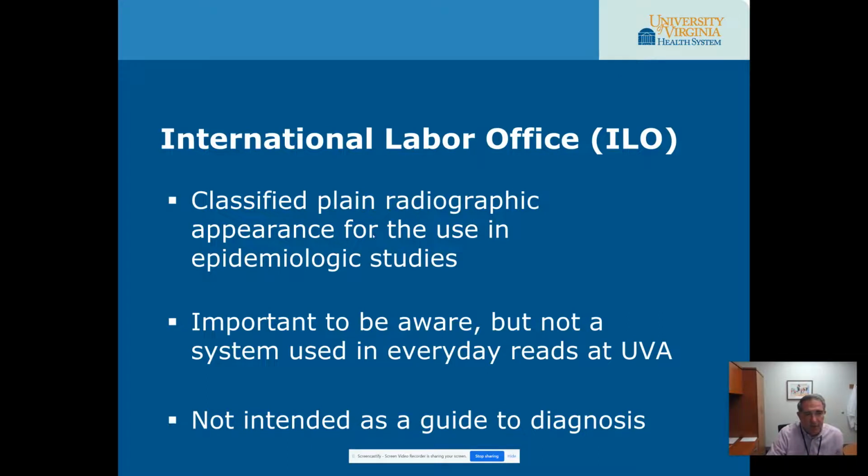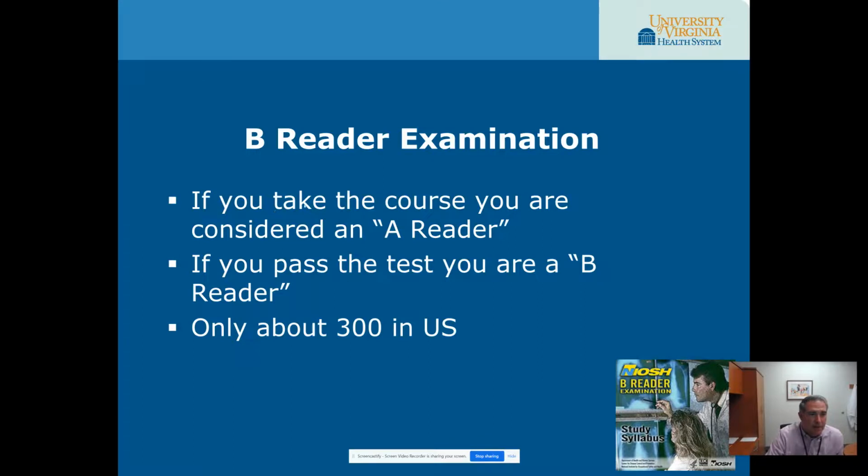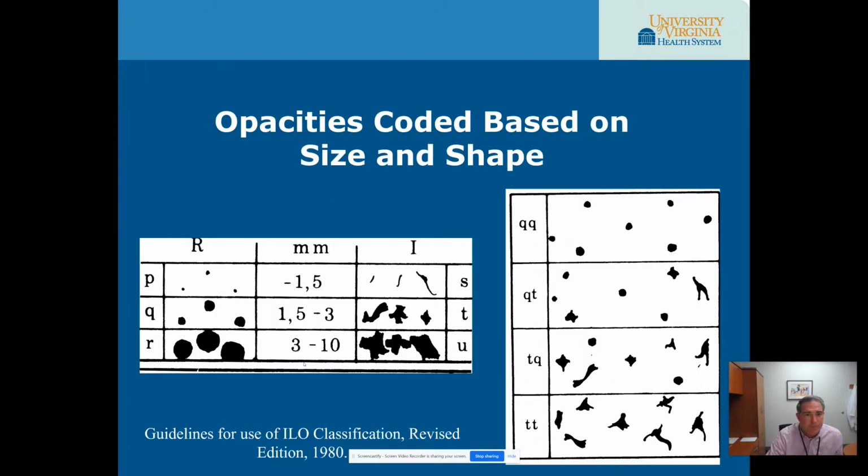So if you're in a practice in a part of the country that has occupational exposure, you may want to get this B reader status. It might be something that would benefit you, distinguish yourself from your colleagues. Again, it's mandated by the Federal Mine Safety Act. The U.S. Department of Labor may ask you to read chest X-rays for patients exposed to asbestos. If you take the course, you're an A reader, but if you pass the test, you're a B reader. It's kind of weird. At the time I made this, there were only 300 in the United States. There's probably even fewer now.